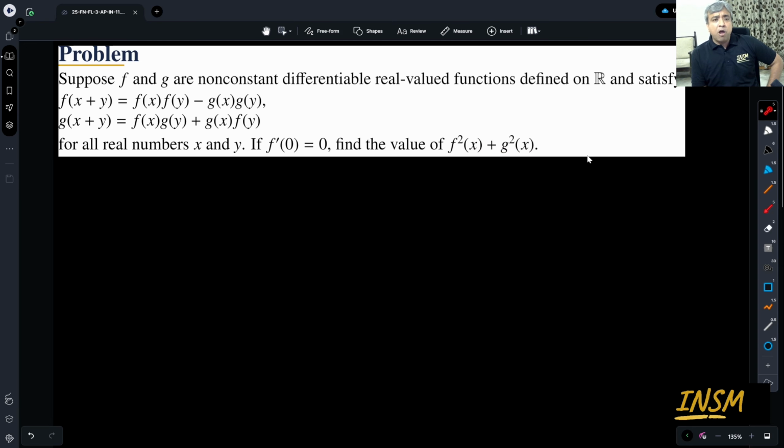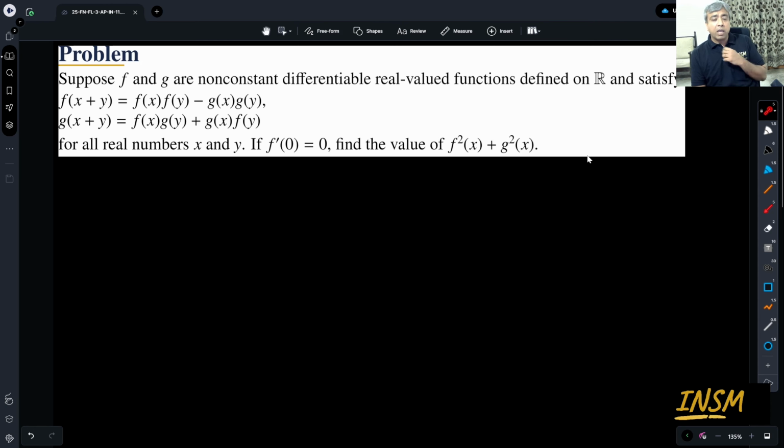Now, seeing this problem, f gives the feeling of the cos function, like cos of x plus y is cos x cos y minus sin x sin y, while g gives the feel of the sine function, that g of x plus y, if g is sine, will be sin y cos x plus cos y sin x. But we cannot just directly assume it, especially in problems where you have to explain your solutions in detail.